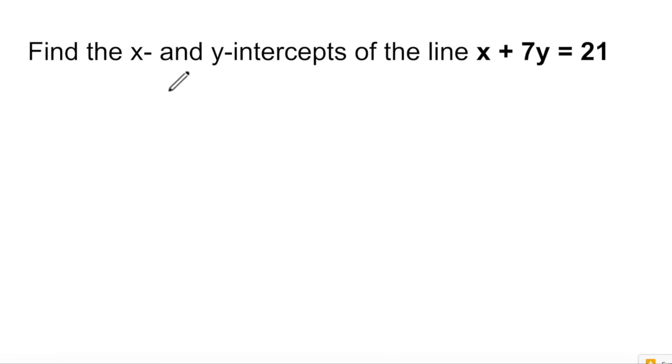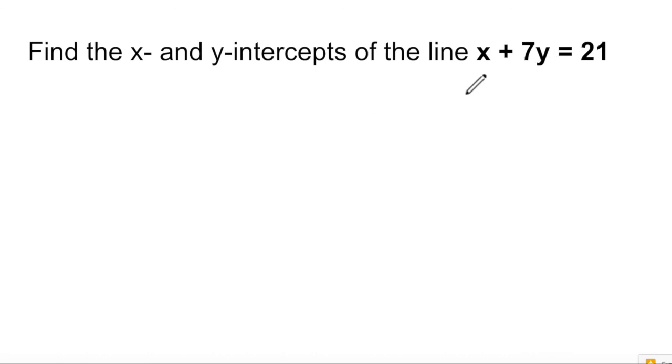Find the x and y intercepts of the line x plus 7y equals 21. Well, what we're going to do is set x equal to 0 to find the y-intercept, and set y equal to 0 to find the x-intercept. And we'll solve for the other one.